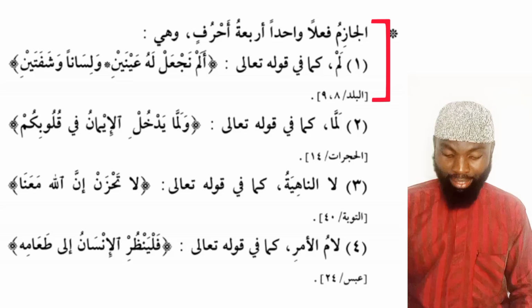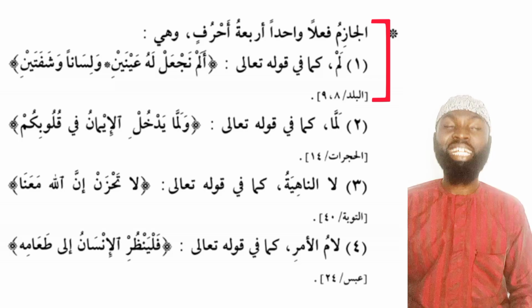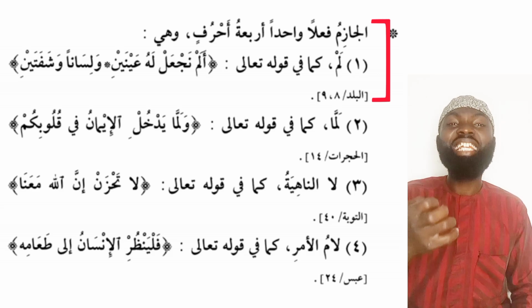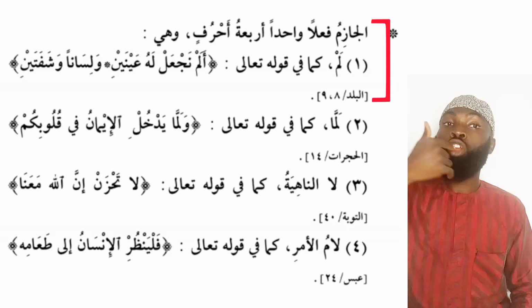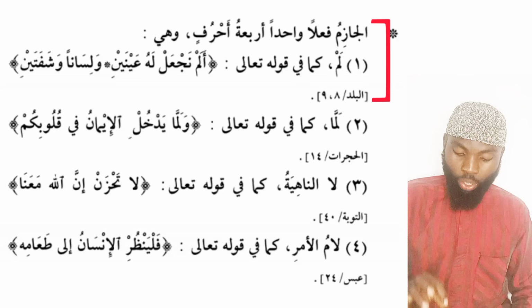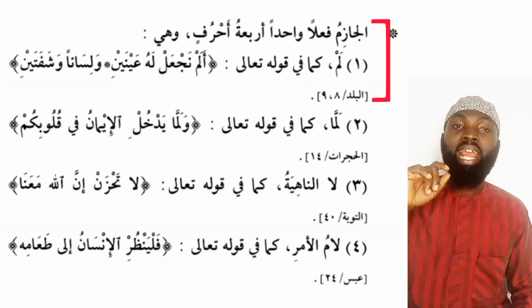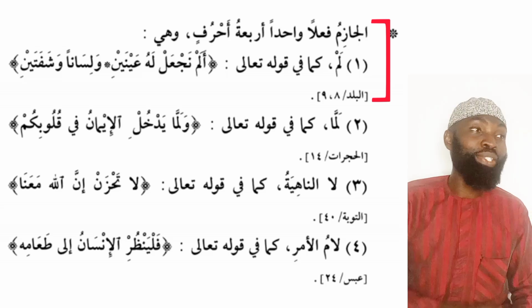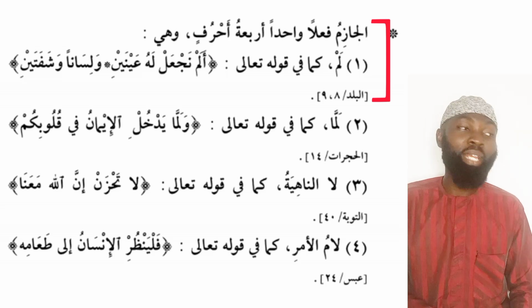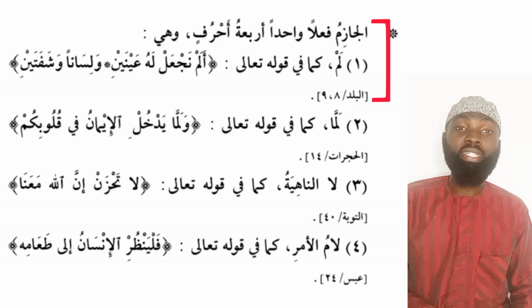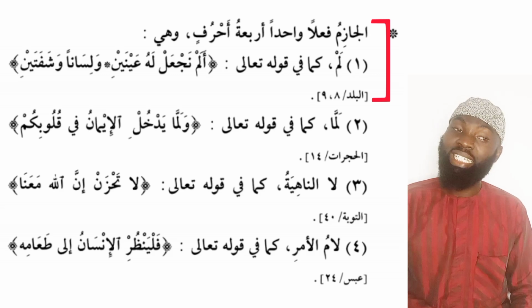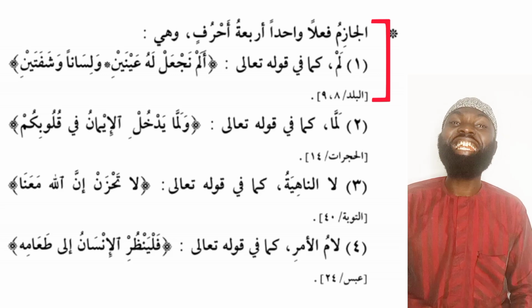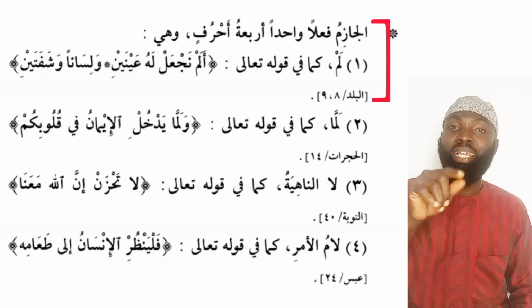Allah says, Alam naj'al lahu aynayn wa lisanan wa shafatayn. Have we not made two eyes for him, a tongue and two lips? So the word lam there made naj'al come in the sukun form in the majzum case. It will be wrong to say alam naj'al lahu or alam naj'alu lahu. What is correct is to say alam naj'al lahu. Alam naj'al, have we not made?